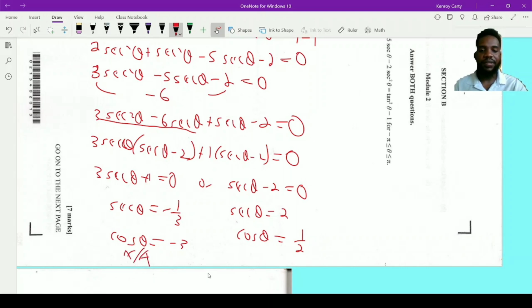This can't be solved. Then you have cos theta equal 1/2. Now, in this case, we can actually go for our triangle to see what would happen. Let's go. I'm going to draw my 60/30 triangle.